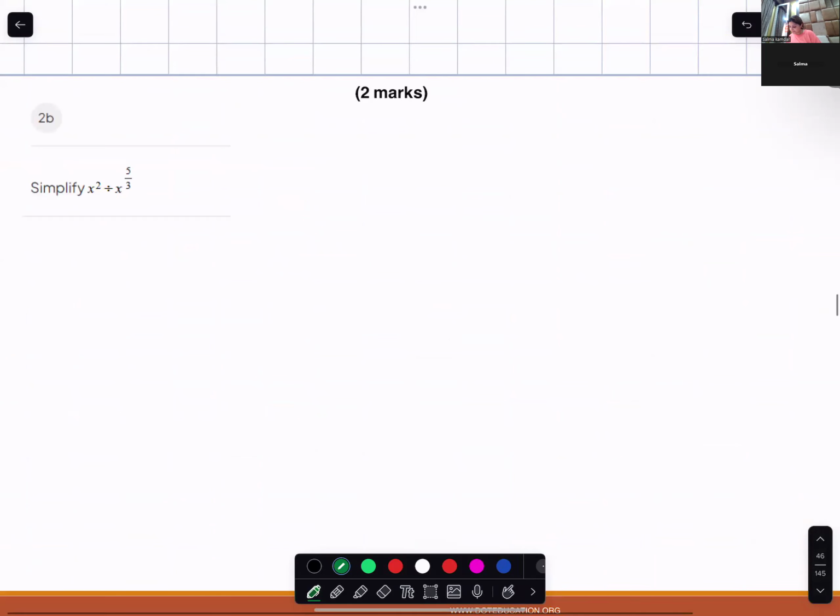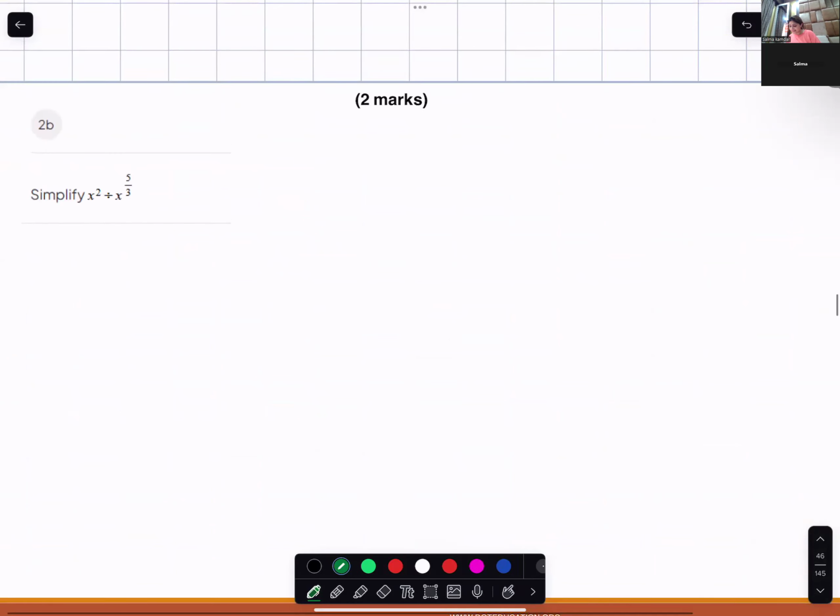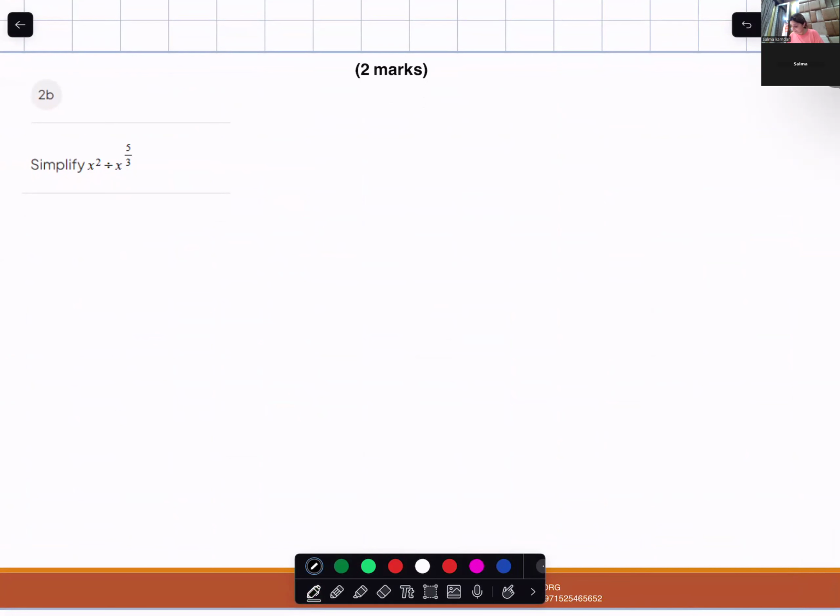Let's do the next part. I want you to try and think, okay? And then do it. The first part, when you do it, you try to simplify it.